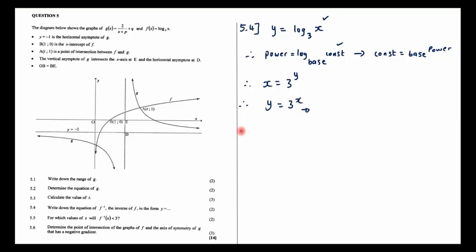All right, now 5.5 states: for which values of x will f inverse of x be less than 3, right? So basically, what's happening here is that they're asking us about an inverse, whereas in our sketch we are actually given our normal graph, right?